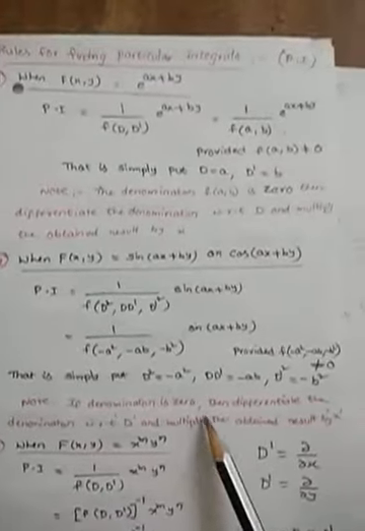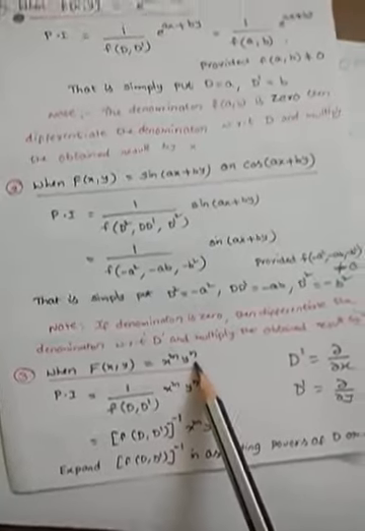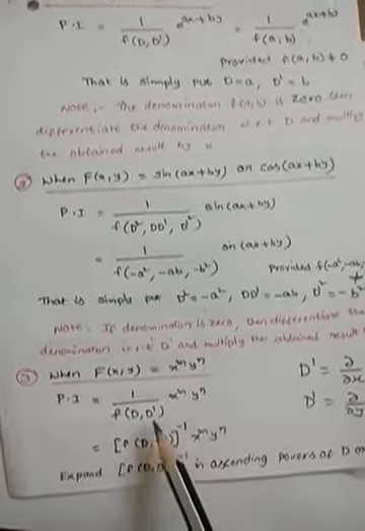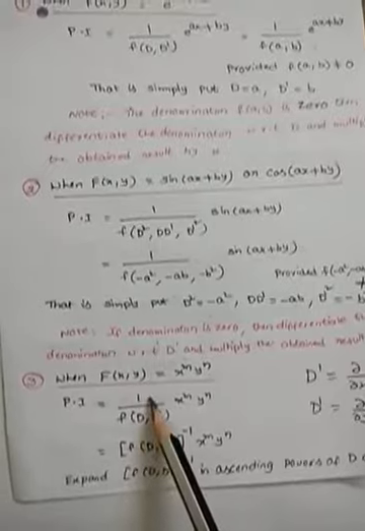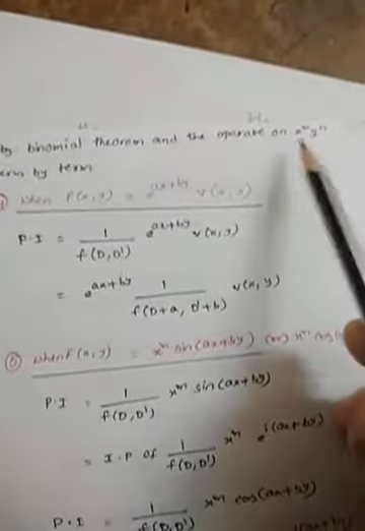Here also, suppose the denominator value is 0, then we have to differentiate the denominator function with respect to D, and the numerator is multiplied by x, same as above. Suppose the right side of the equation has a polynomial in x and y, so we have to take PI as 1 by f of DD dash, x power m into y power n. Here the denominator function is taken into the numerator as f of DD dash whole power minus 1. Now it can be expanded using binomial theorem expansion, and then we have to operate with x power m, y power n on each term.